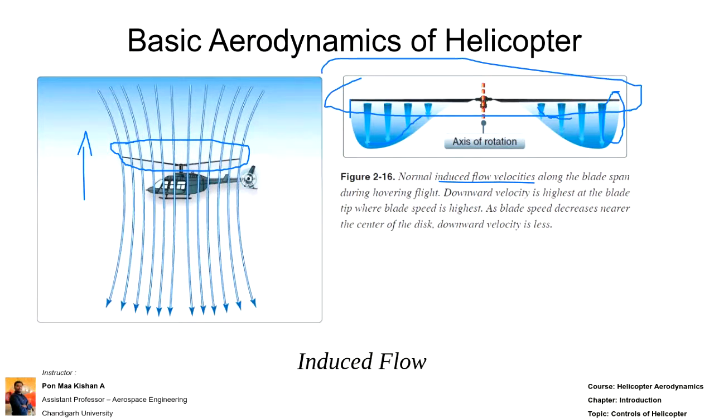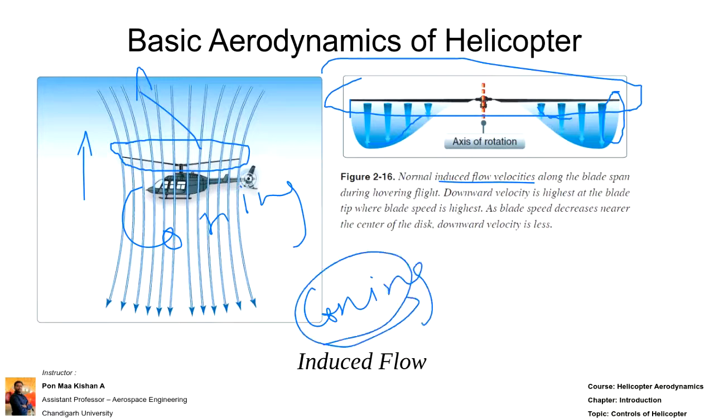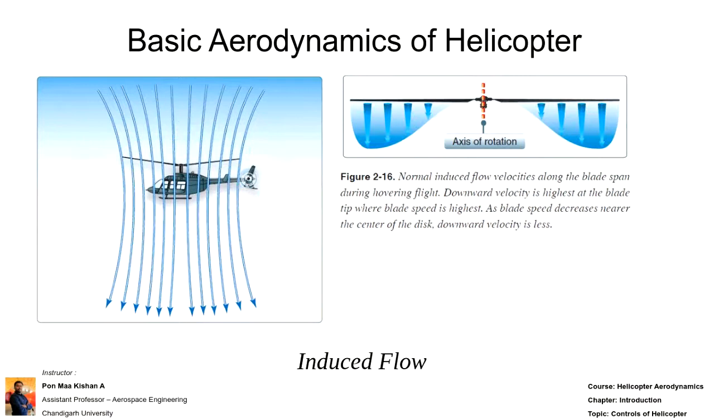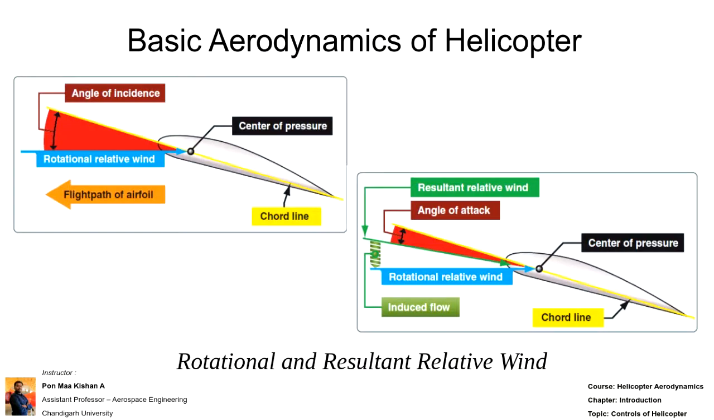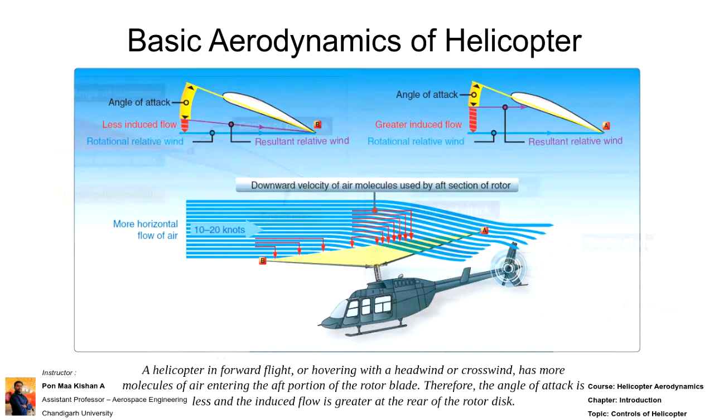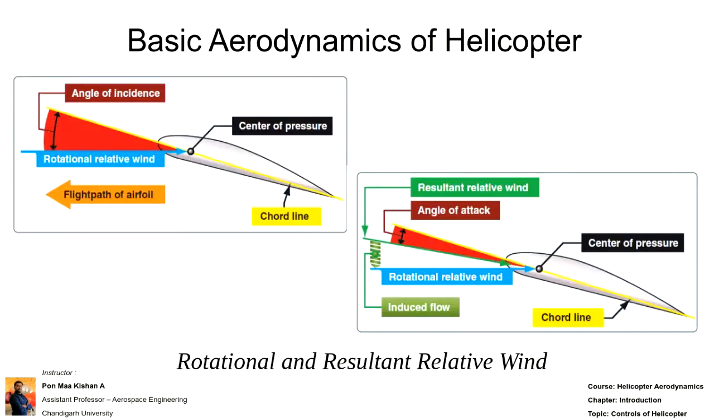Okay. So this type of tilting is called coning. Coning of helicopter blades. Coning. Okay. So coning of the helicopter blades is done so that it is very helpful during takeoff or climb. Okay. So I hope you understood that. And as I have told previously, we have two types of flow: one is relative wind and another one is induced flow.